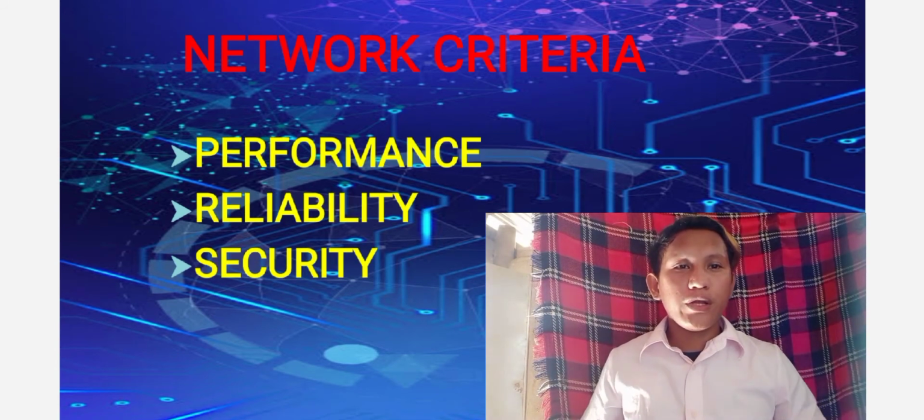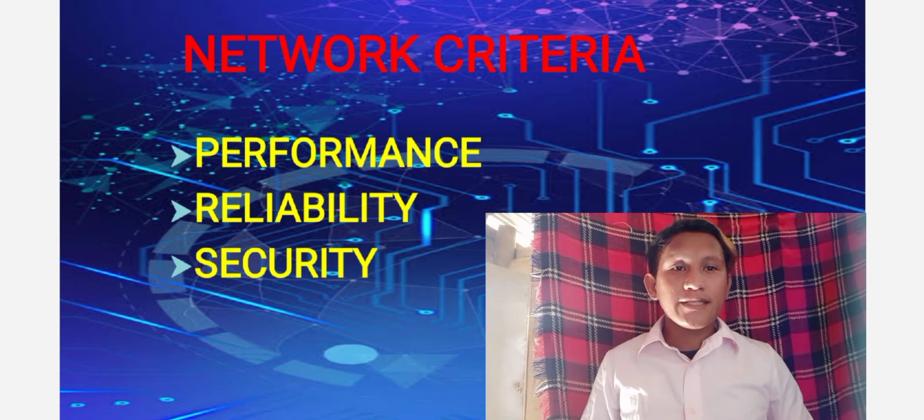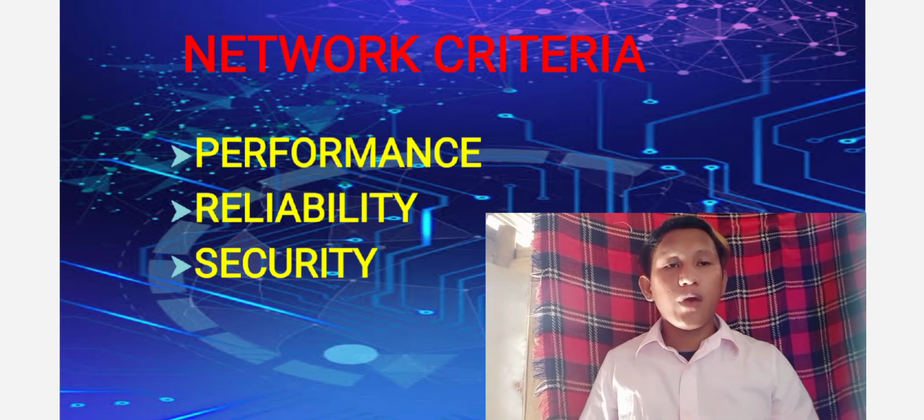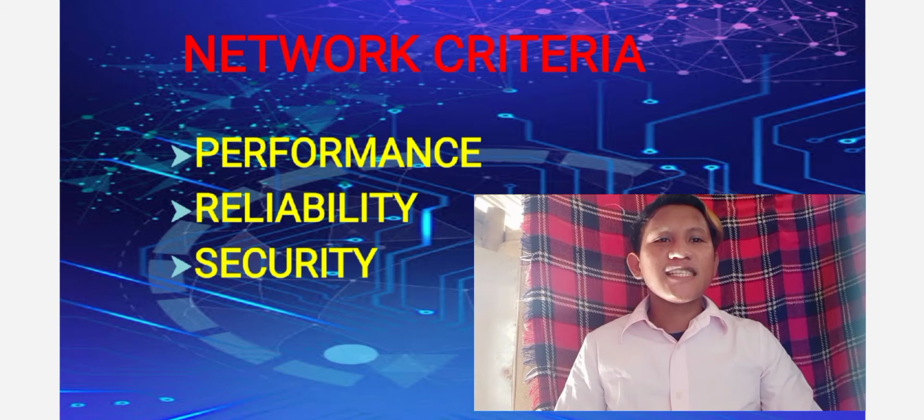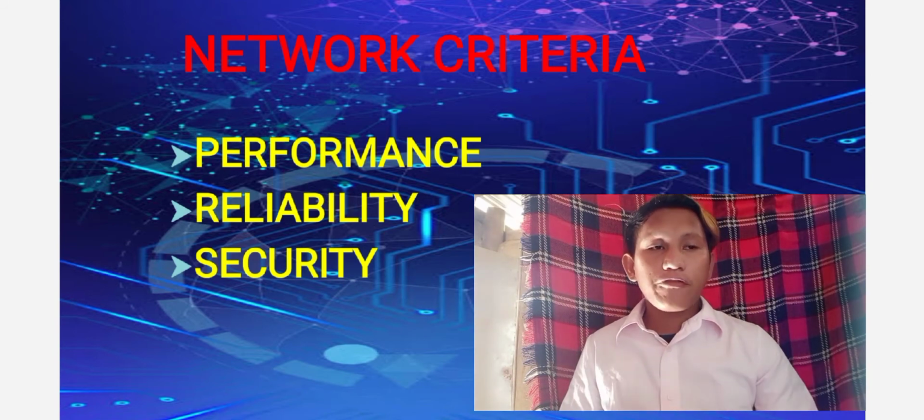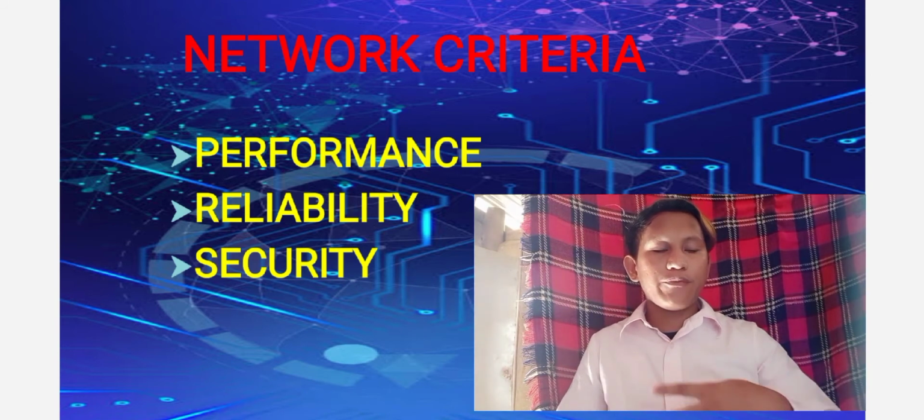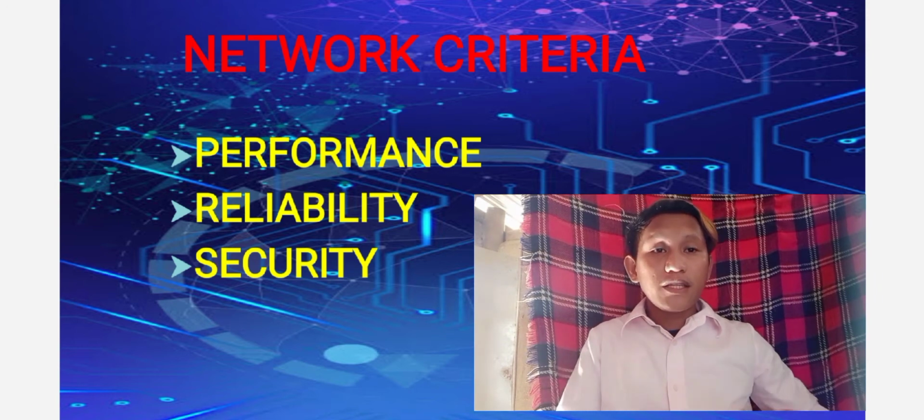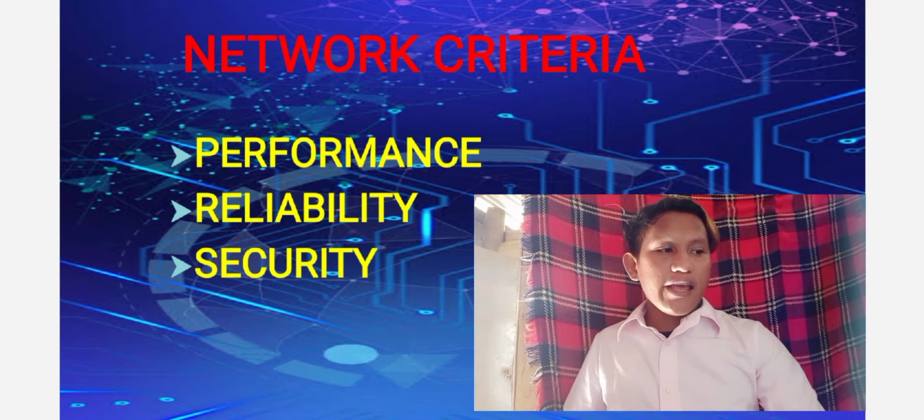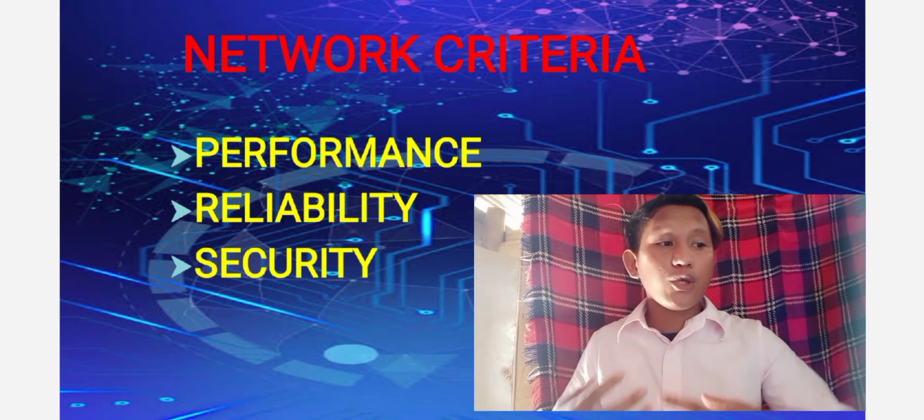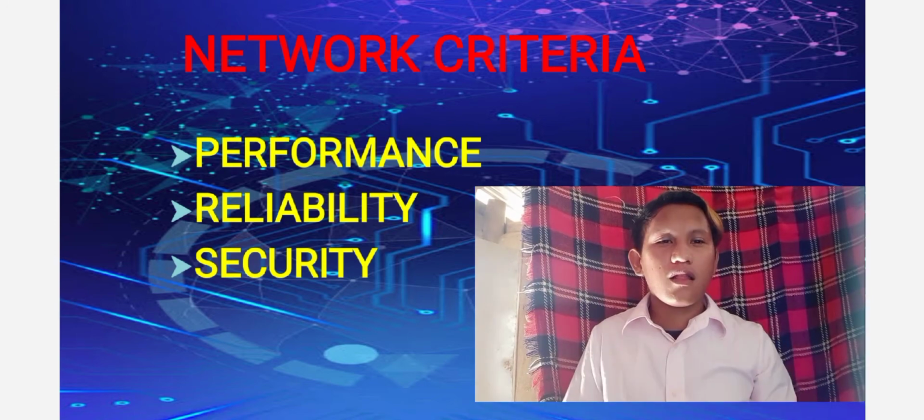Then we have the three network criteria. First is performance. It can be measured by transit and response time. The performance of a network depends on the number of users. The transit time is the amount of time required for a message to travel from one device to another. And the response time is the elapsed time between an inquiry and a response.